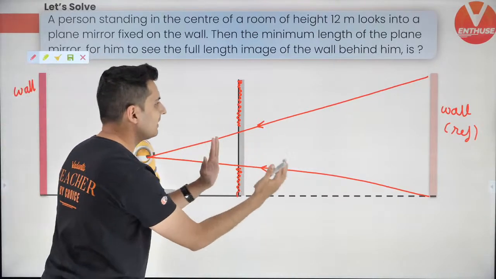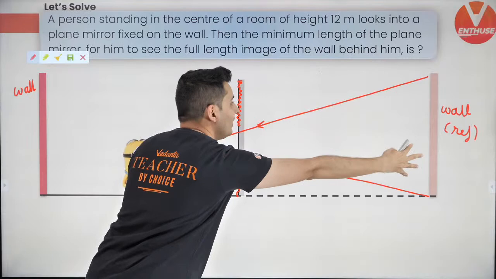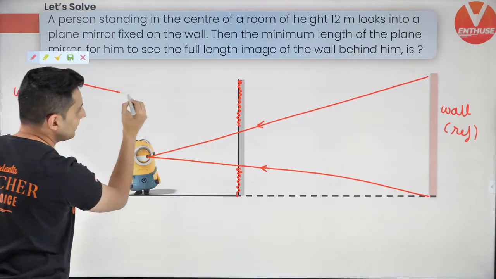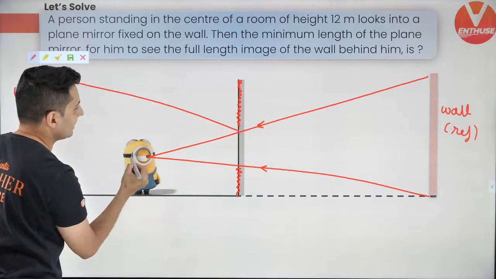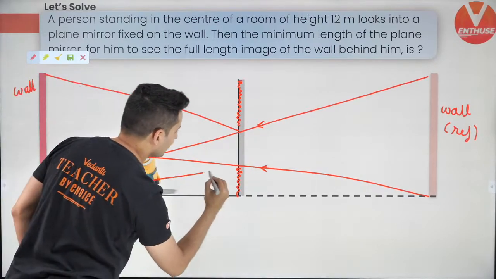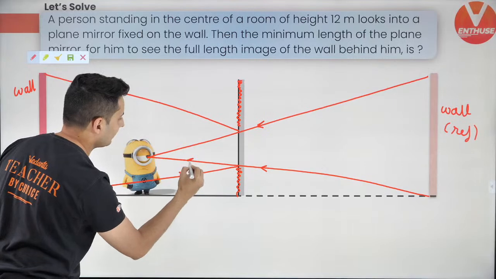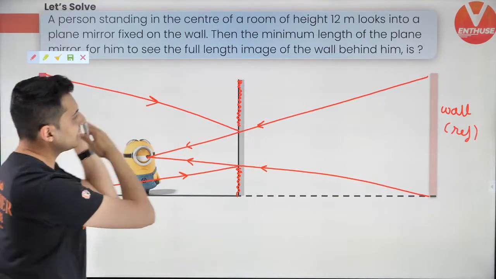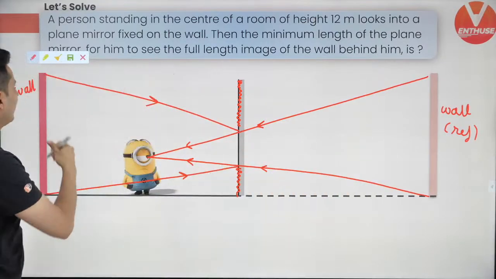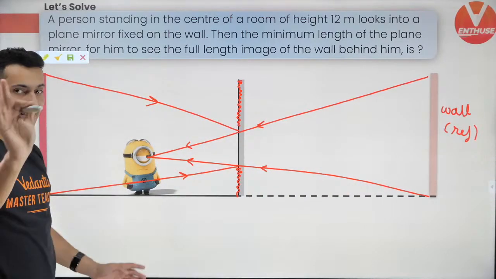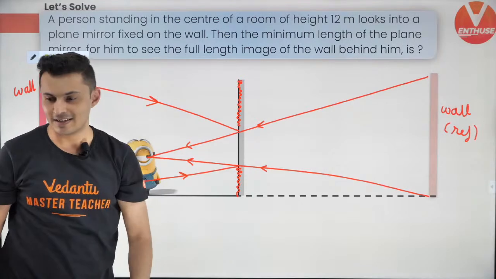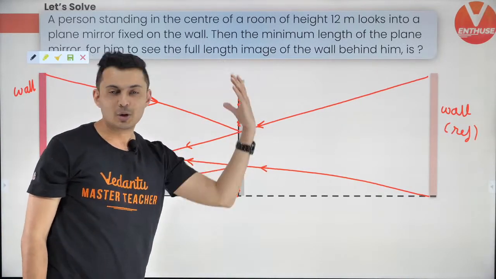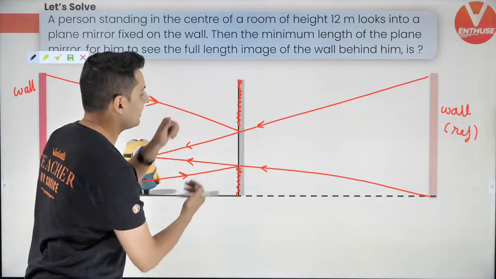Because think of it this way. This wall's image will only need this part, because the actual rays will come from here and get reflected like this. This is how the actual rays will come and get reflected into his eyes. So all I have done is replicated whatever was there here over there. If this much is clear, yes, it's like you are seeing the wall through a hole. How much hole size do you need?